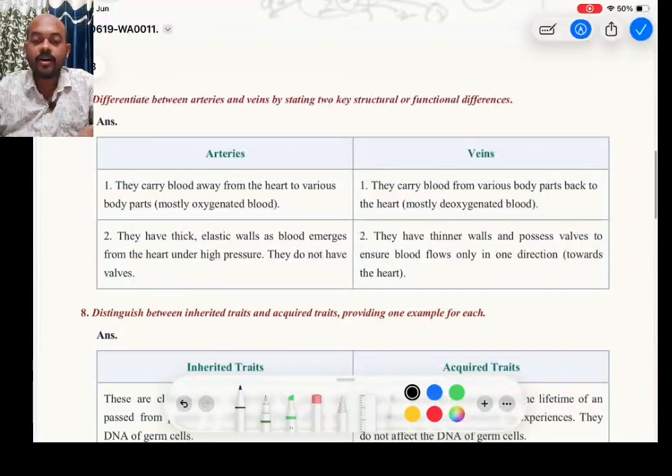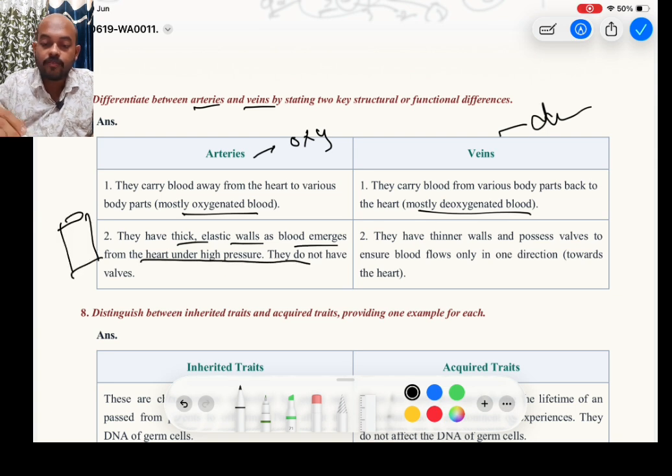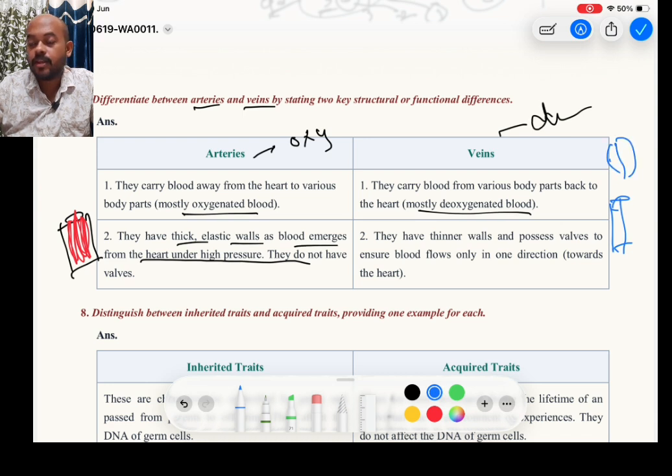Next, differentiate between arteries and veins by stating 2 key structural or functional differences. You already know that arteries carry oxygenated blood, veins carry deoxygenated blood. So that is why mostly oxygenated and mostly deoxygenated. They have thick elastic walls as blood emerges from the heart under high pressure. Remember, arteries have thick walls because blood goes inside them with high pressure. But in veins, their primary role is to carry blood from the body to the heart, to which part of the heart? The right atrium.